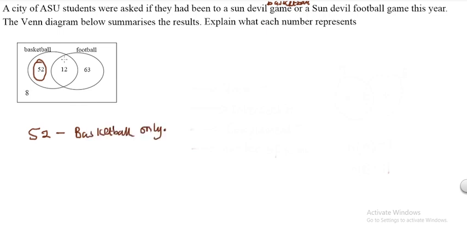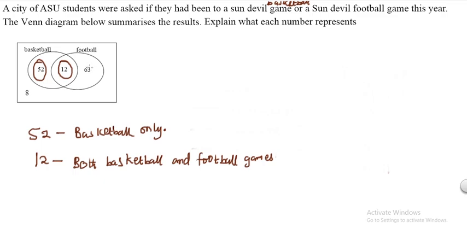Then on to the next number, which is this one. If you notice, 12 shares a boundary with basketball and football. So that tells us that 12 is for people who attended both basketball and football games. Then on to the next number, 63. This 63 simply tells us that this is the number of people who attended the football game only. So this is for the football people only.